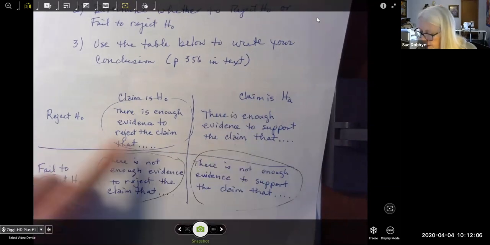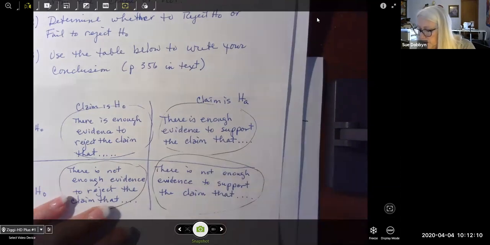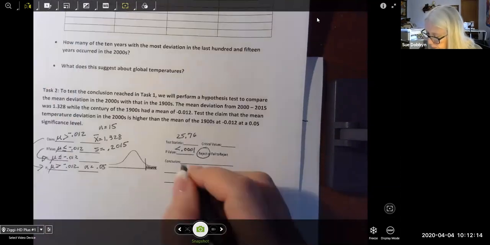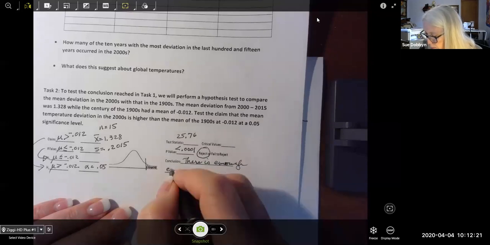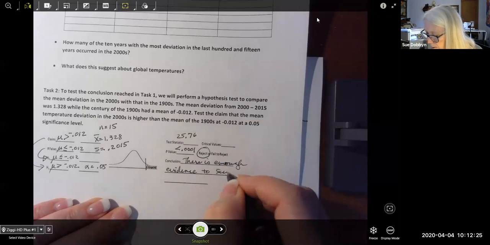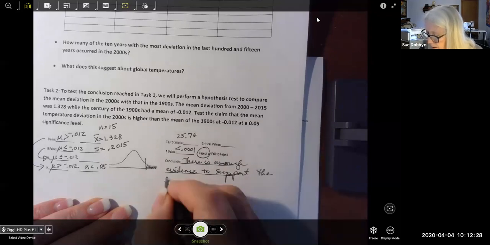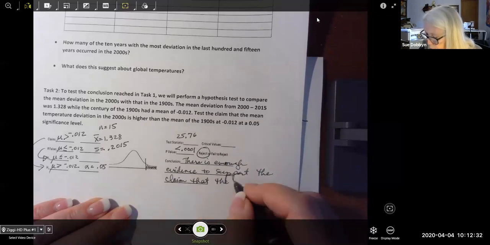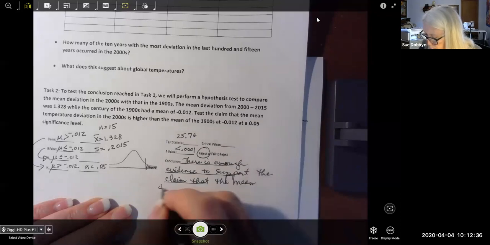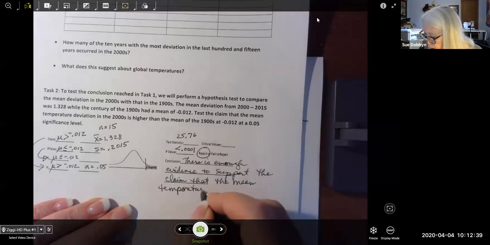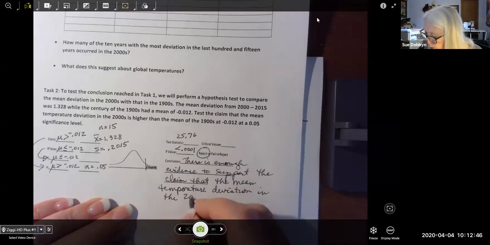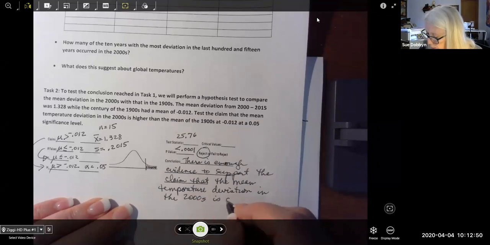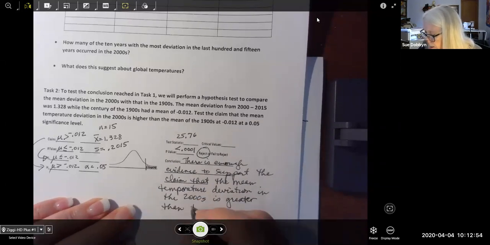So that means we have to write it like this. We say there is enough evidence to support the claim that the mean temperature deviation in the 2000s is greater than that in the 1900s.